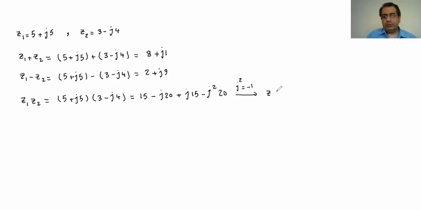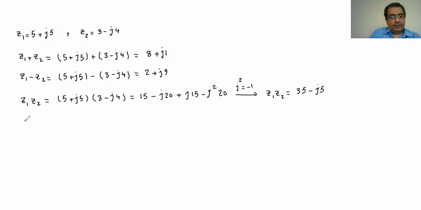So then if you do the calculation and simplify everything, add the real parts together, add the imaginary parts together, you're going to get, if I'm right, 35 minus j5, just by knowing that j squared is negative 1. So eventually you have here plus 20 and plus 15, so it's going to be 35. And then you have here negative 20 plus 15, so it's going to give you negative 5j.